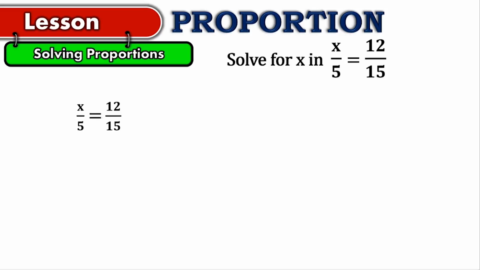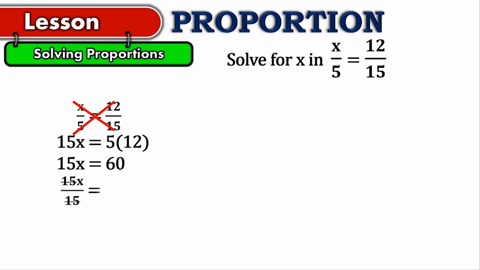Applying cross multiplication property, we have 15x equals 5 times 12. This is simplified to 15x equals 60. And applying multiplication property of equality, the value of x is 4.